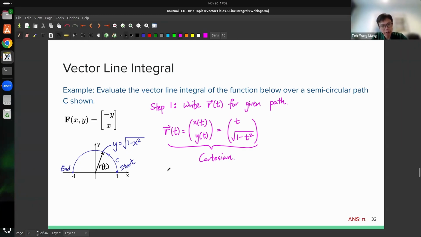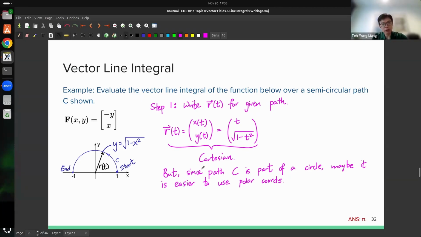Then we say, since half of C is part of a circle, maybe it is easier to use polar coordinates. So what's the polar coordinate version of R of t?